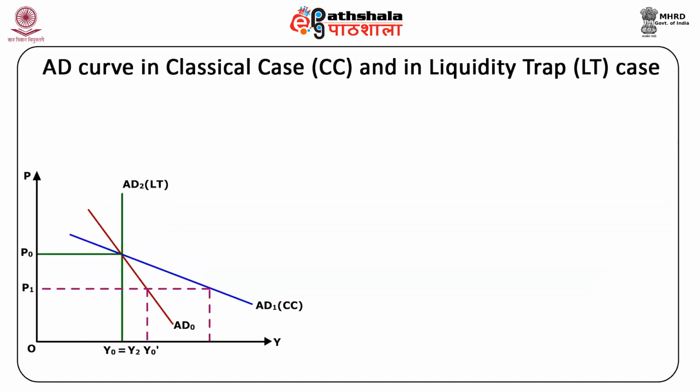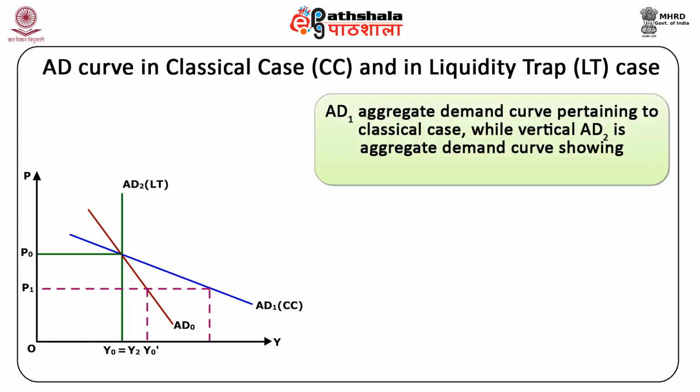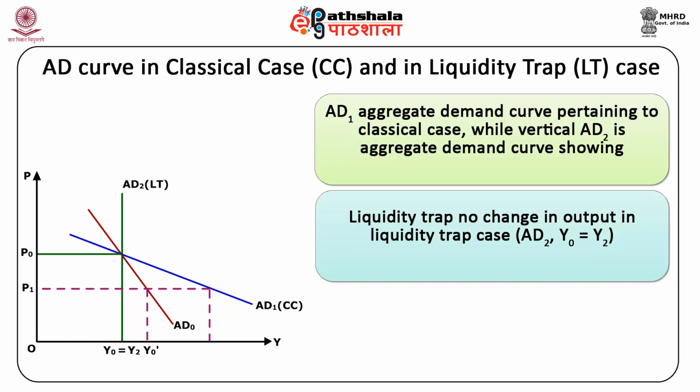The given figure plots three aggregate demand curves. AD0 is the regular downward sloping aggregate demand curve. AD1 is the aggregate demand curve pertaining to the classical case, while the vertical AD2 is the aggregate demand curve showing the liquidity trap. When price level changes from P0 to P1, there is no change in the output in the liquidity trap case, that is AD2, where Y0 is equal to Y2.